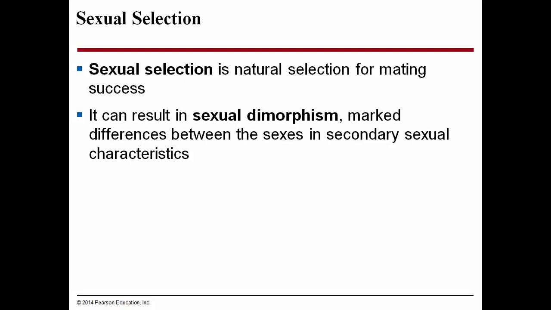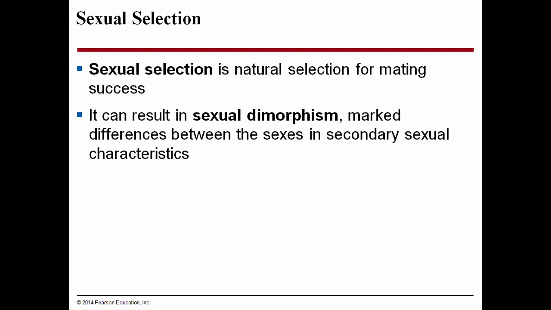Sexual selection. Sexual selection is the natural selection for mating success. It can result in sexual dimorphism, marked differences between the sexes, and secondary sexual characteristics, like secondary sex characteristics between a hen and a rooster. A rooster has a much larger comb, and it's got longer, more showy tails.